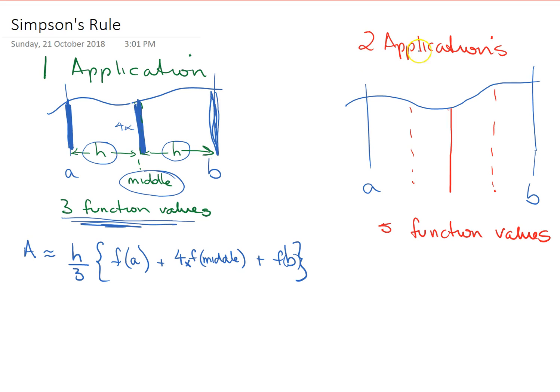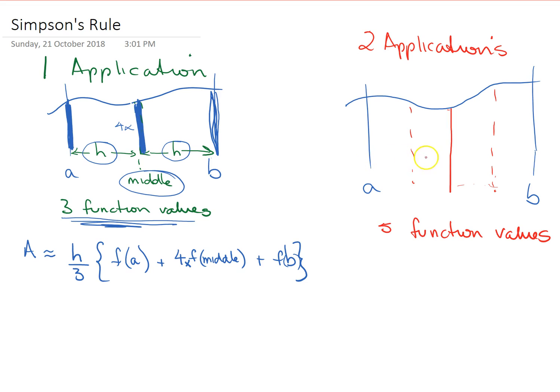For say 2 applications, you can see I've gone from A to B, but this time we need to fit in exactly 2 applications, so I divided that region in half. We needed a middle value for 1 application and the middle value for the next application.